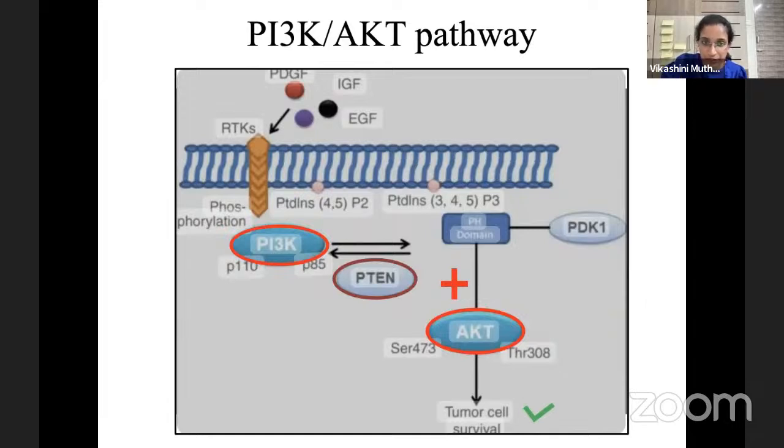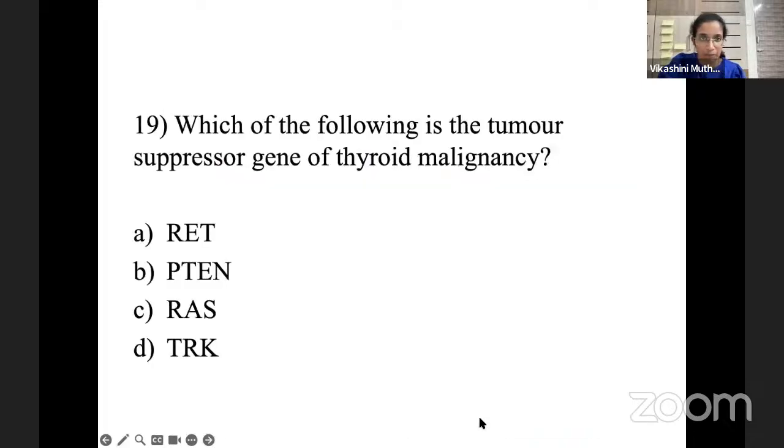Again, there is no suppression here. There is only stimulation. But you can see something here, right? PTEN gene. This normally reverses this stimulation process. That is, it inhibits the phosphatidylinositol 3 kinase. That is, it dephosphorylates this PI3K. So upon dephosphorylation, there is no stimulation happening. Hence, there is no promotion of this tumor cell survival. Hence, from the image or this pathway, it's very crystal clear that among the options, PTEN is the only gene which is a tumor suppressor for the thyroid malignancy.